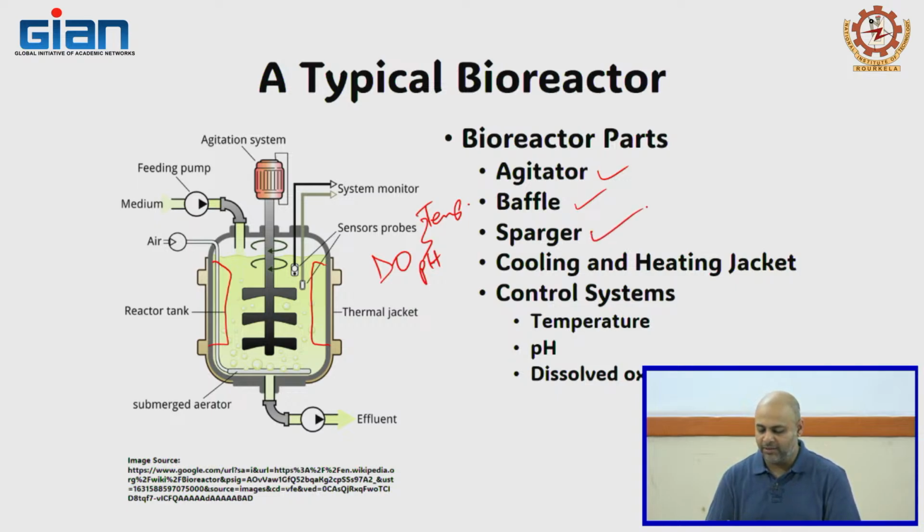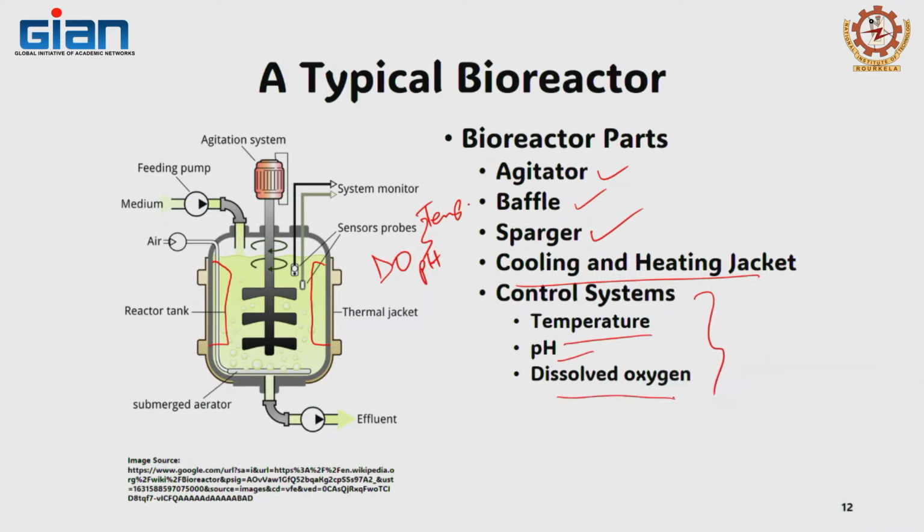So you have your sparger, the cooling and heating jacket to control the temperature. You have your control systems. Typical ones would be temperature, pH, and dissolved oxygen. And thank you for the cell count part. I will add it.